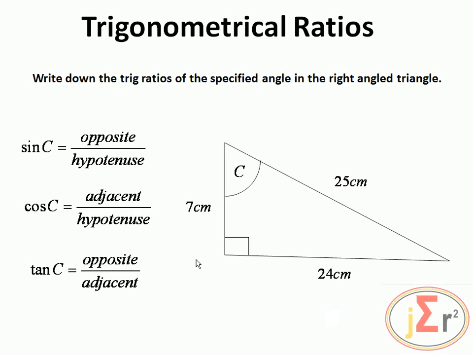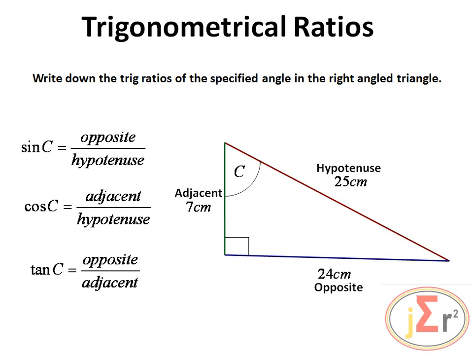Finally, looking at our third triangle, hypotenuse, opposite to the right angle. C is the side that we are talking about. The side that is opposite to C is that 24 centimeter side. And the adjacent is 7 centimeters, the side that is alongside, beside, or adjacent to the angle C.